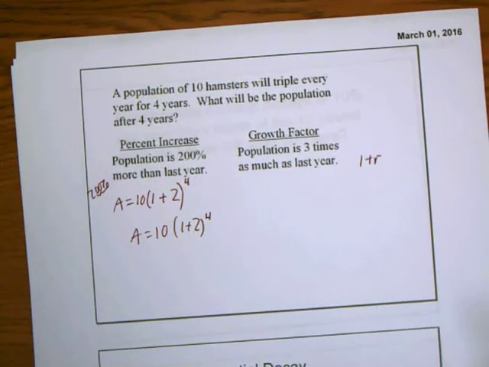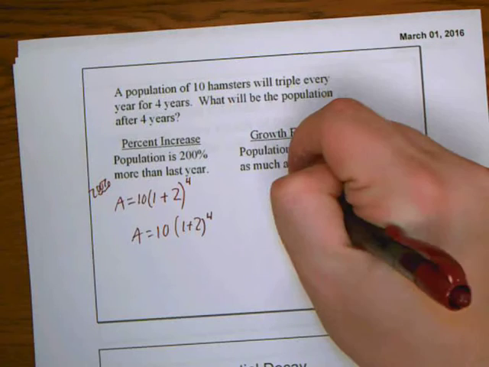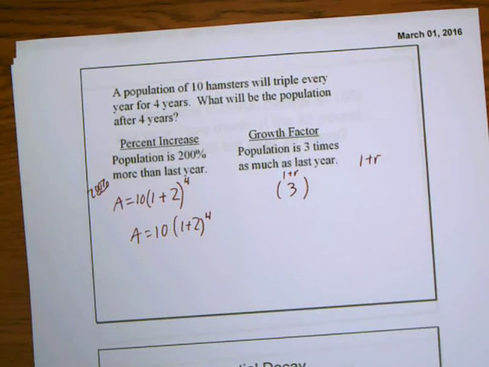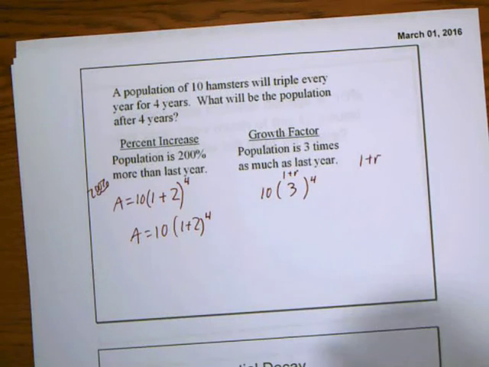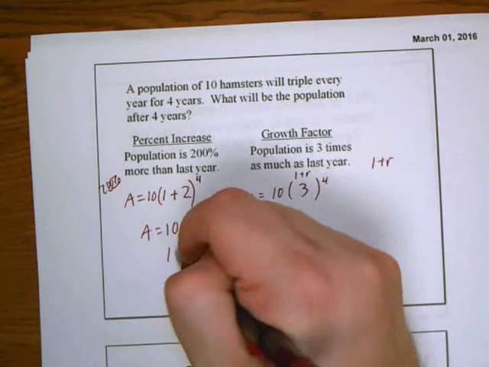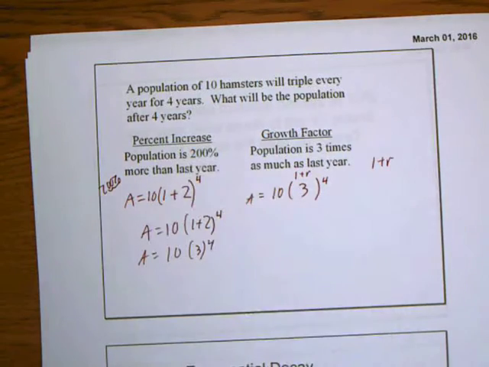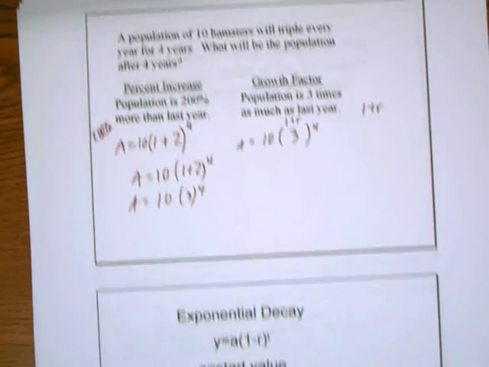All right. Remember, growth factor we said was 1 plus r. So if it gives us a growth factor where the population is 3 times as much as last year, then inside the parentheses, the 1 plus r, is going to be 3. So we still have the same initial amount, we still have the same time, but it's going to be 10 times 3 raised to the 4th. Notice when we simplify over here, it's going to be the same thing. So 2 different ways to look at the same problem.